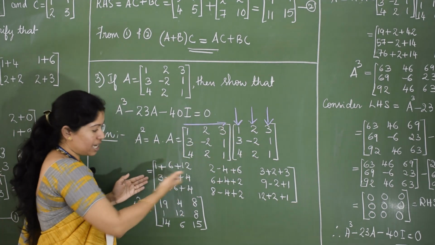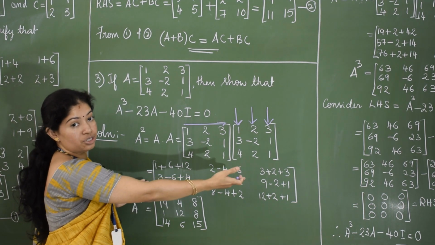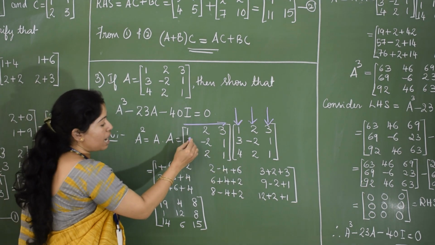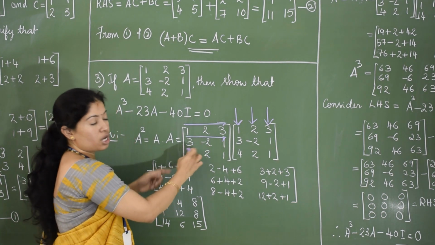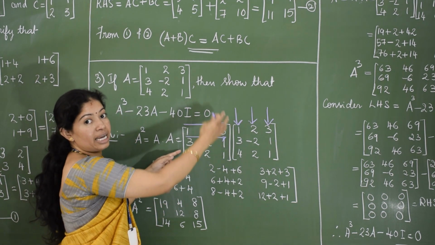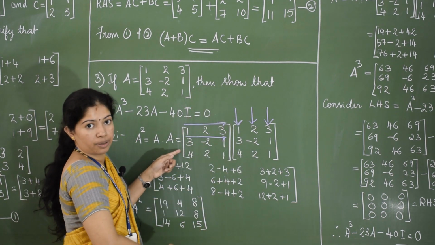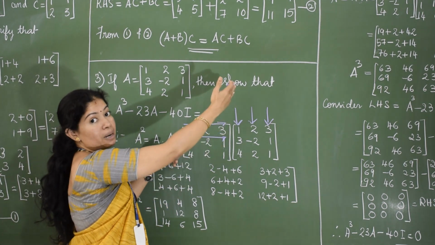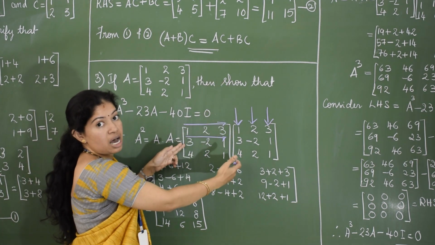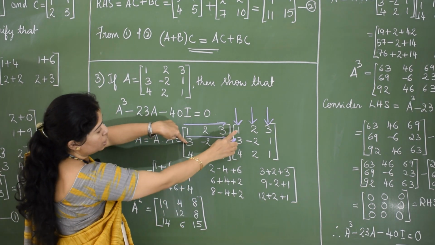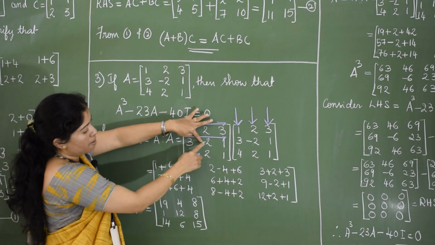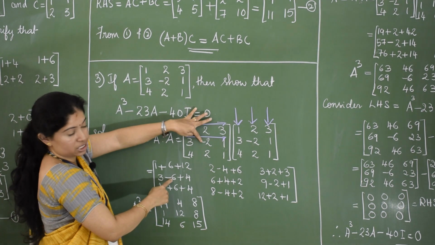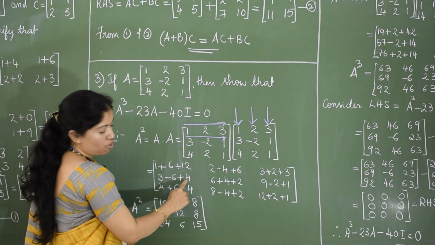Now coming to this second row. So how to get these entries? So second row means you have to take this second row. So take the second row, again do the same procedure. Take the second row, multiply with the corresponding elements of the first column. So it is 3 into 1, 3, plus minus 2 into 3, minus 6, plus 1 into 4, 4.